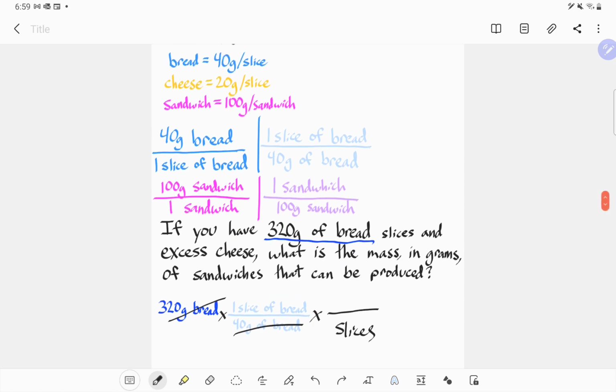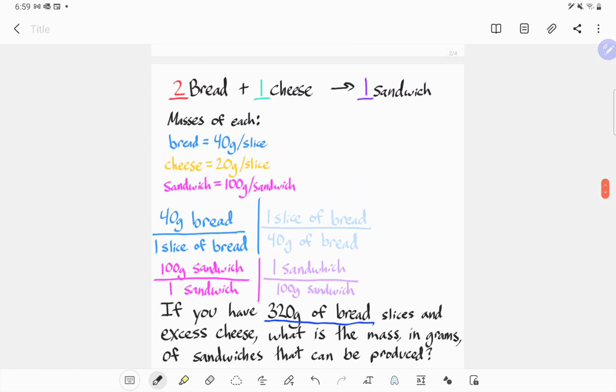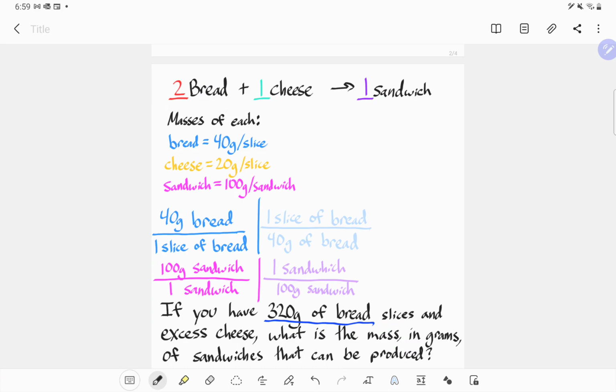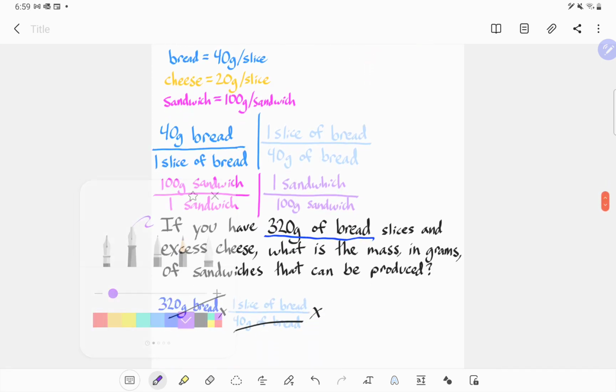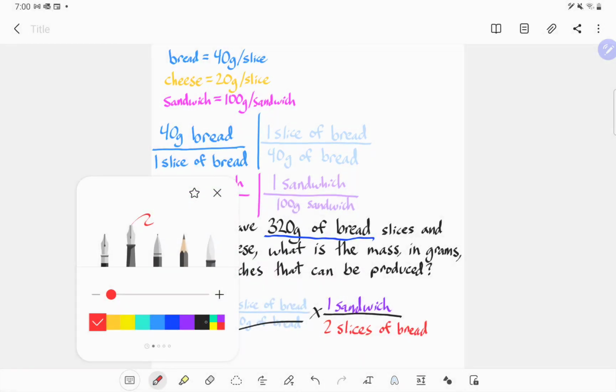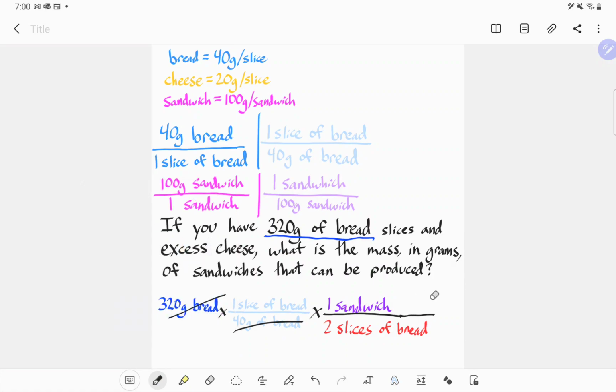I didn't quite write this one out, but if we look up here at our formula, we know that there's going to be a ratio between the amount of bread and the amount of sandwiches that we're going to produce. So for every 2 slices of bread, we're going to produce 1 sandwich. Or if we flip that, we could say for every 1 sandwich, we need 2 slices of bread. So I'm going to write that out. For every 1 sandwich, we need 2 slices of bread.